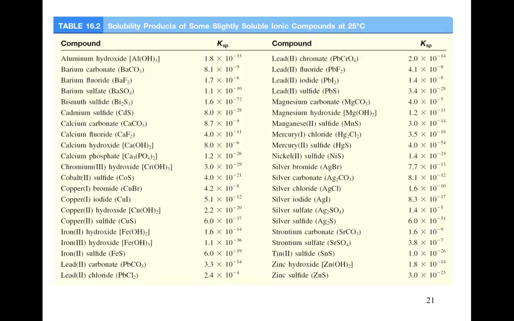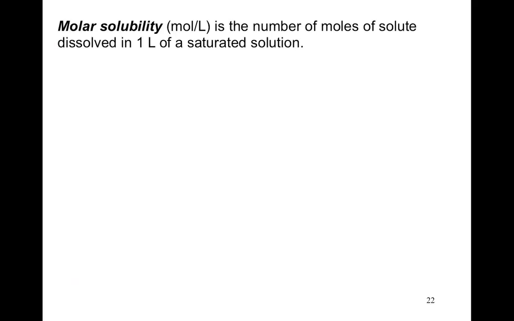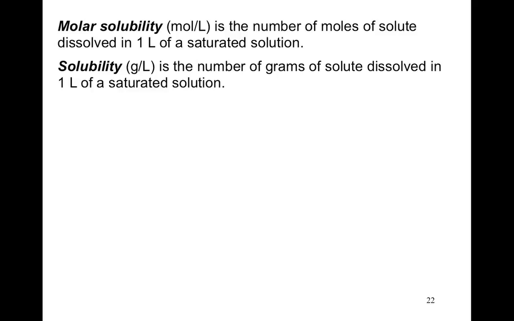So here's the KSPs for just a whole bunch of stuff. In your book, table 16.2, it's pretty useful. Use it a lot for these questions. And it gives you KSPs for all these different compounds. So how do we use KSPs to solve problems? You start with molar solubility. Molar solubility is the solubility in moles per liter that a solute can hold in a saturated solution. So solubility is grams per liter. That's normally where they'll start the problem off. And then you've got to get it to molar solubility.